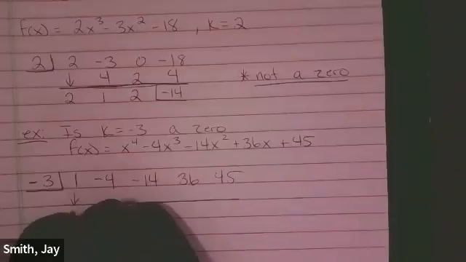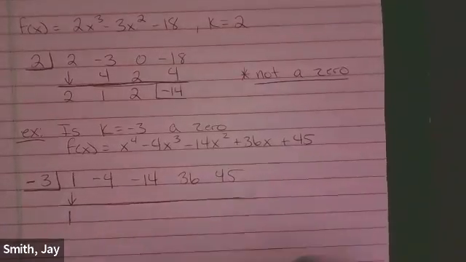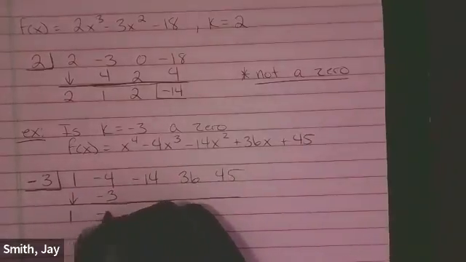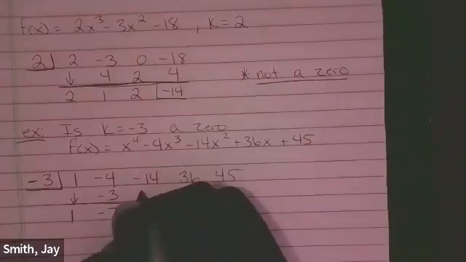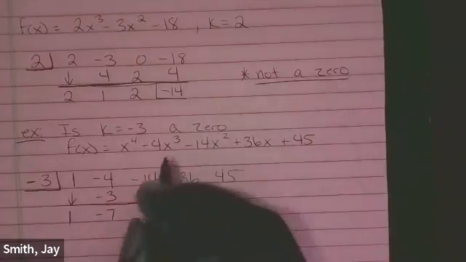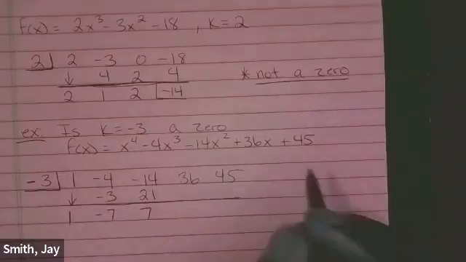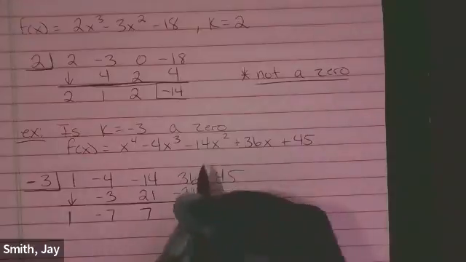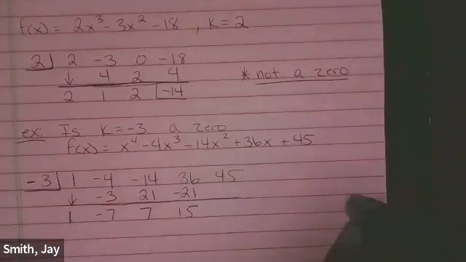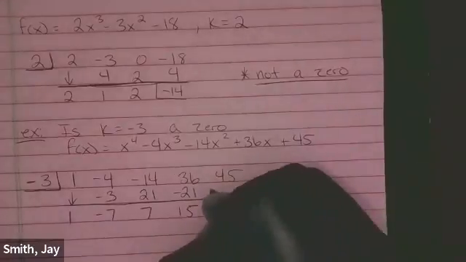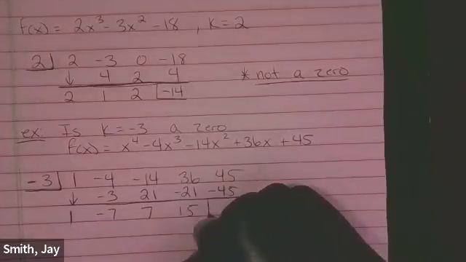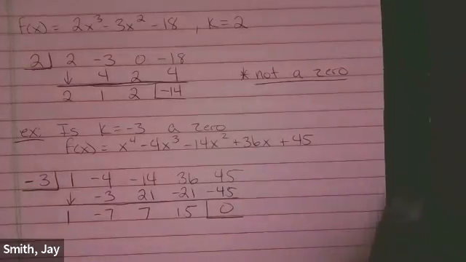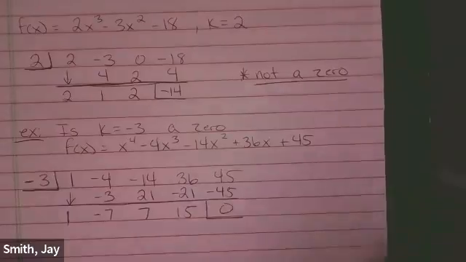I'm going to bring down the first one. So we have 1 times -3, which gives me -3. -4 minus 3 gives me -7. -7 times -3 gives me a +21. -14 plus 21 gives me a +7. 7 times -3 gives me a -21. 36 plus -21 gives me a +15. 15 times -3 gives me a -45. And +45 plus a -45 gives me 0 for my remainder. So is -3 a 0 for the polynomial f of x? This is a 0.